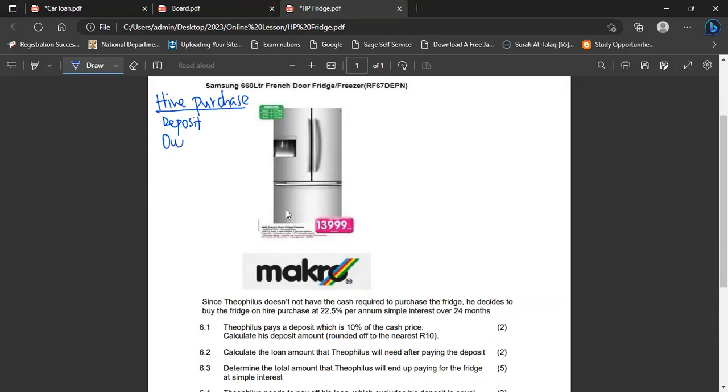Then after putting down the deposit, we have what we call the outstanding balance. Outstanding balance will equal the cash price minus the deposit. There are two ways you can do this. Or you can get 100 minus the deposit divided by 100 times the cash price. That's another method you can use to get it straightforward. Now this is when you're looking for the outstanding balance. But if they ask for the deposit, only take the percentage for the deposit times the cash price.